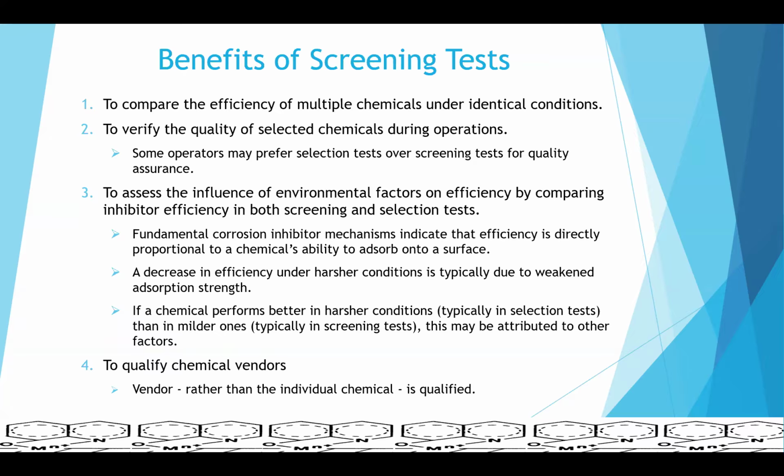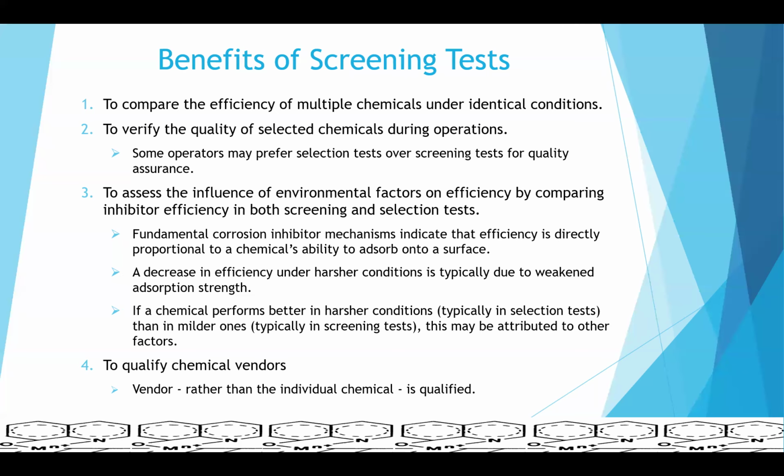Sometimes people do not wish to differentiate screening test and selection test because their feeling is that the test should be conducted under the field operating conditions. But let us go back to the fundamental. An inhibitor, if it is effective, forms a surface layer on top of the metal surface. That is a fundamental requirement of a chemical that is to adsorb onto the surface and control corrosion.